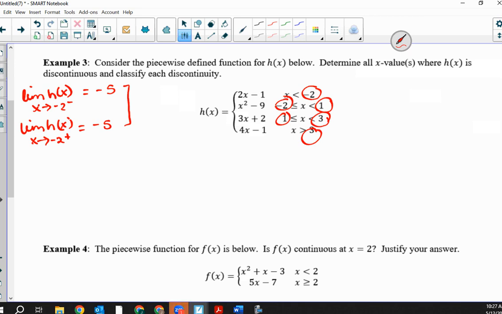Okay. Now we go to the 1. So limit of h of x as x approaches 1 from the left. Do you guys see how that's the x squared minus 9? Okay, what do I get there?